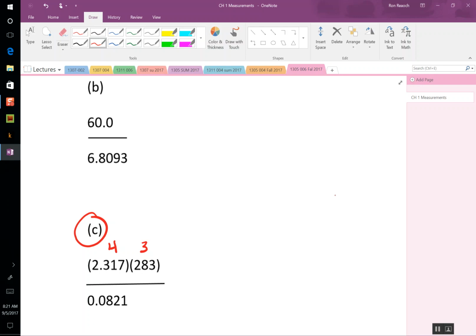The 821. Trailing zeros are significant. If there were zeros after the 1, they'd be significant. But there aren't zeros after the 1, so just 821, so we got 3. So the answer should have how many significant figures? 3. Okay, now go ahead and do the math. You can do all the math. 2.317 times 283 divided by 0.0821, and then round that off to 3 significant figures.